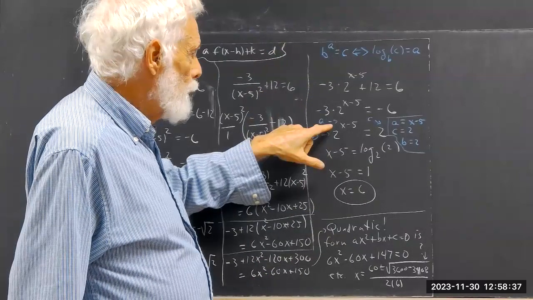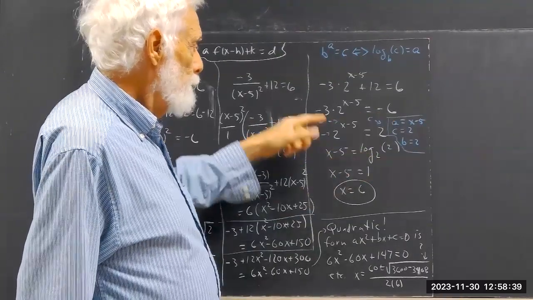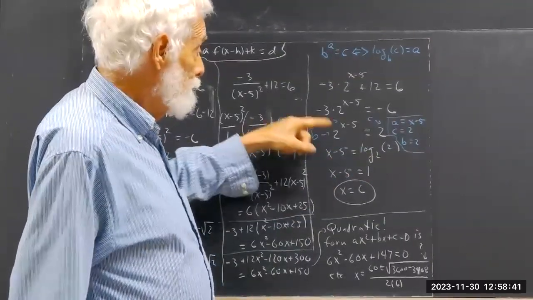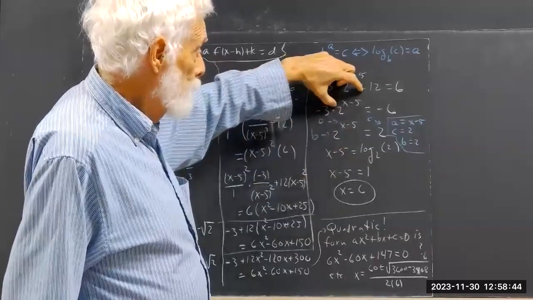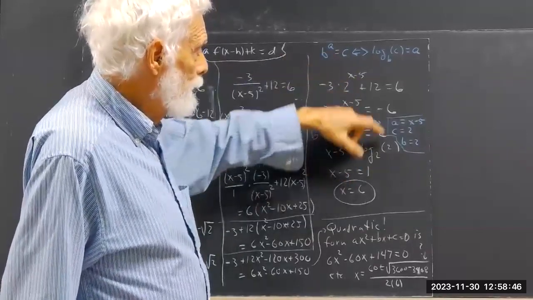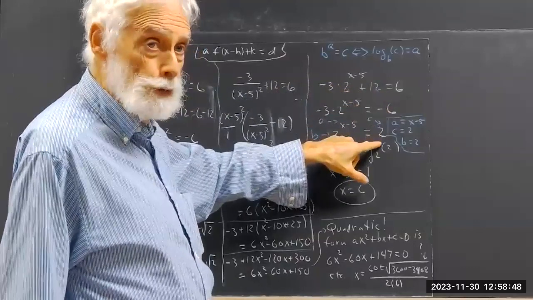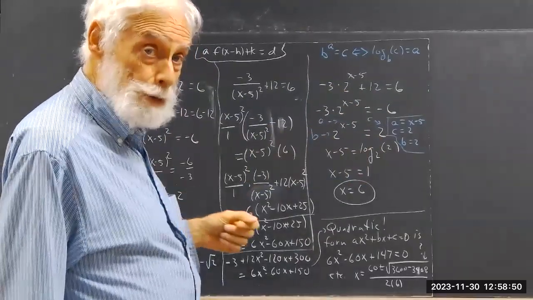Anyhow, we get this equation. Well, we divide both sides by negative 3. And we're going to be left with 2 to the x minus 5 here. And negative 6 divided by negative 3 is 2, just like it was over here.